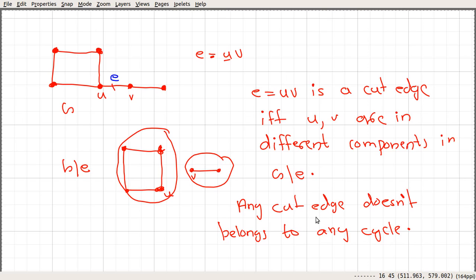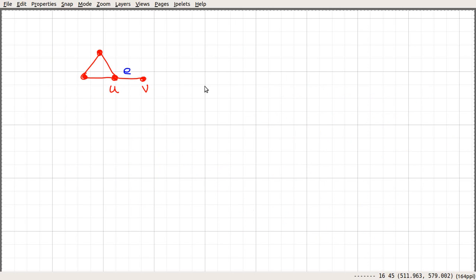Okay, this statement, that any cut edge doesn't belong to any cycle, we will prove in a future video. So that's one important thing to note here. And similarly, if you look into this particular graph, we can see again the same kind of situation.